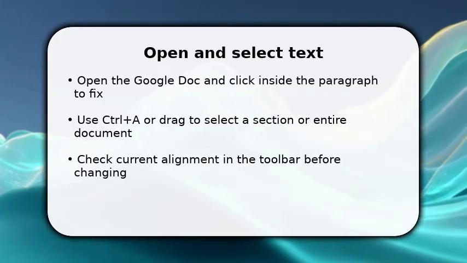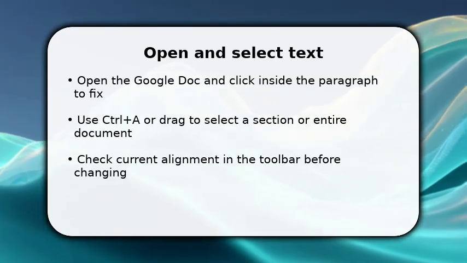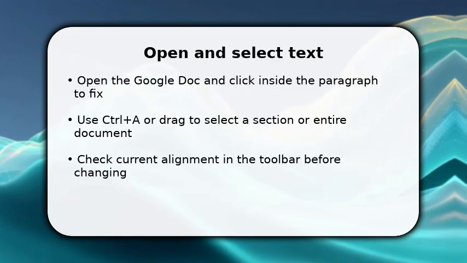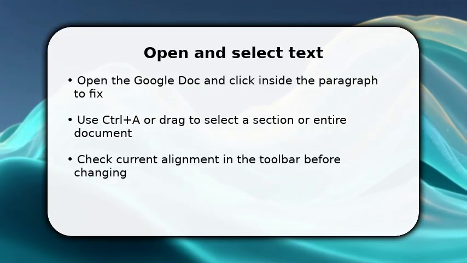You start by opening the doc and selecting the exact text you want to justify. This prevents accidental formatting elsewhere. Once selected, look at the alignment icons in the toolbar to confirm it's not already justified.